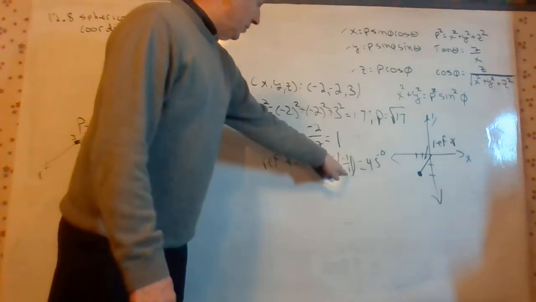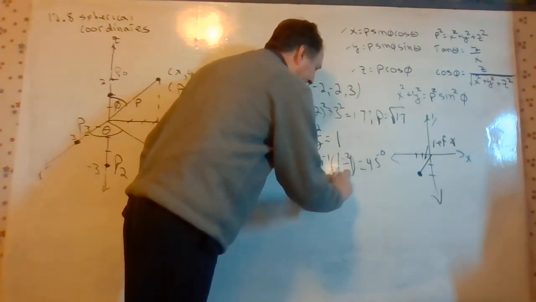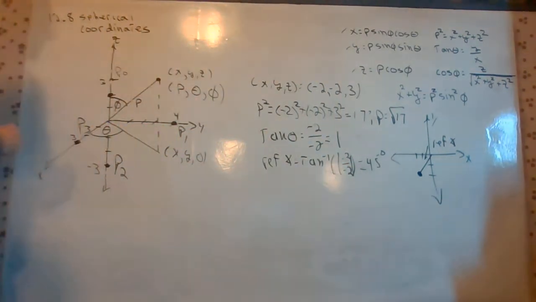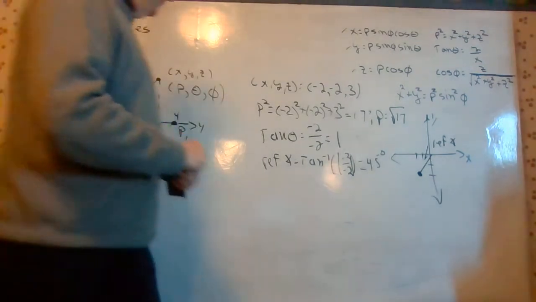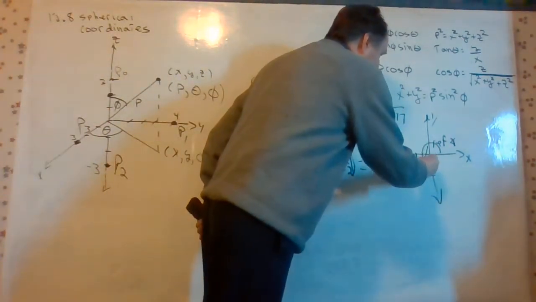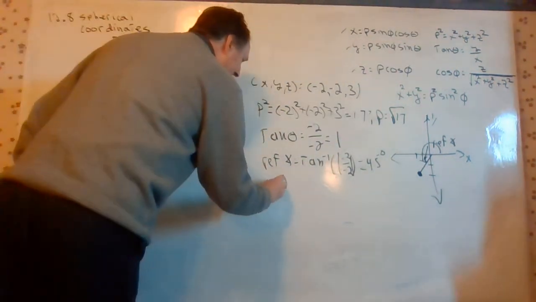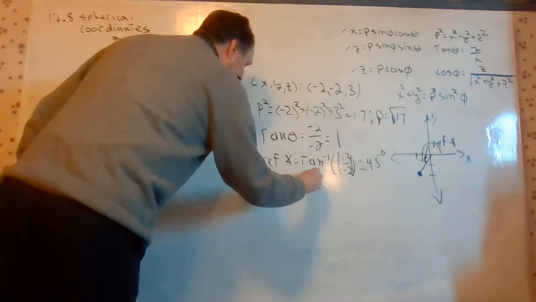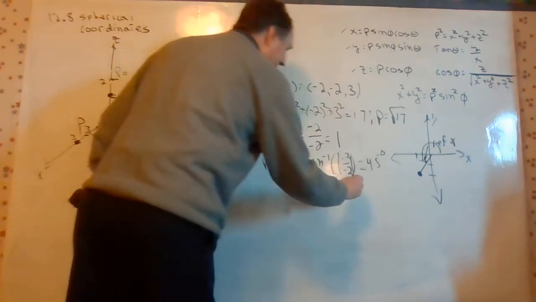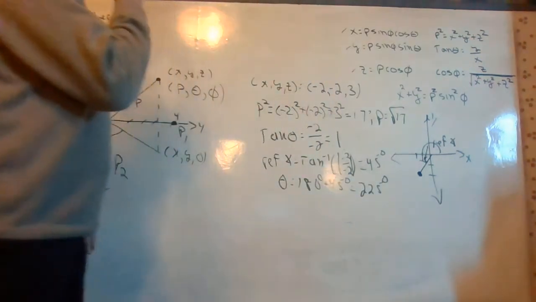Inverse tangent of 1, or sorry about that, it should be negative 2 over negative 2. And we get 45 degrees. Well, guess what? We want this whole angle, right? We want the angle from the positive x-axis. So theta is going to be 180 plus 45, or 225 degrees.